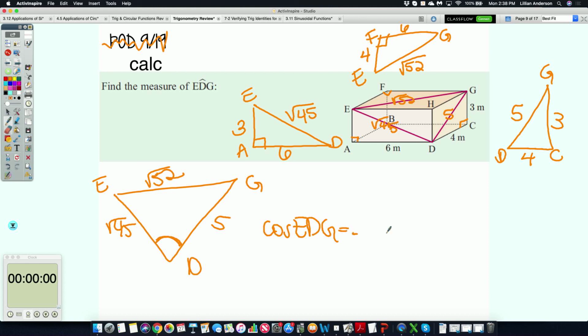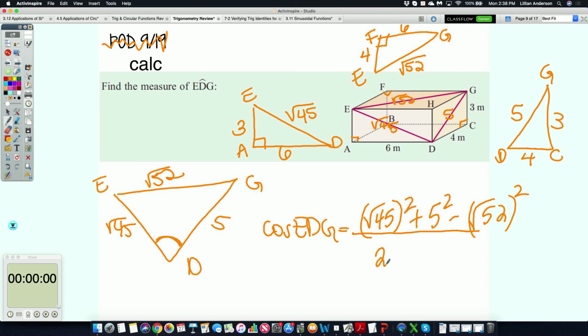I put in the decimals, so square root of 45 squared plus 5 squared minus square root of 52 squared, all over 2 times the square root of 45 times the square root of 5. You type that in, then you take the inverse cosine.